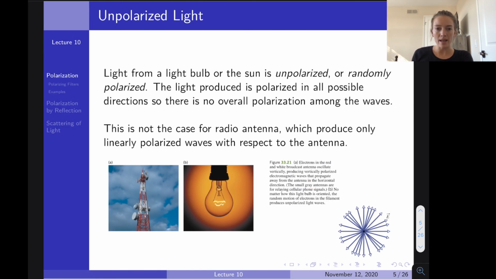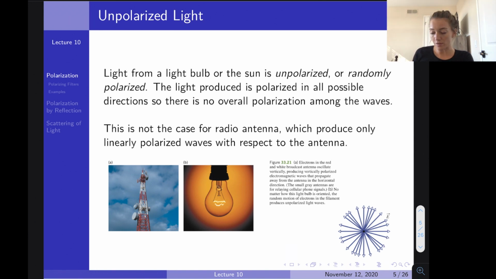Okay, then we can also have unpolarized light. When you have a light bulb or the sun, that produces unpolarized light, or sometimes you'll also see it called randomly polarized light, because the light waves are in all different directions. They're polarized in all 360 degrees that you can have, which is shown down here. So the light from the sun or from a light bulb has electric field vectors that are polarized in every possible direction. They're not polarized in just a specific direction. That's called unpolarized or randomly polarized.